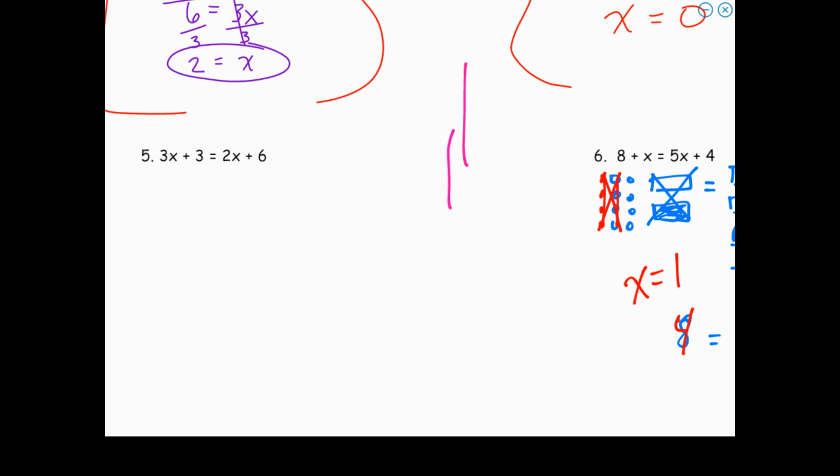So we have the 3X and 2X, the 3X and 6, right? So we're going to have to get rid of this one. Yep. 3X. This is a positive.